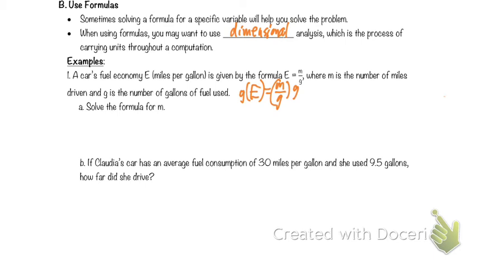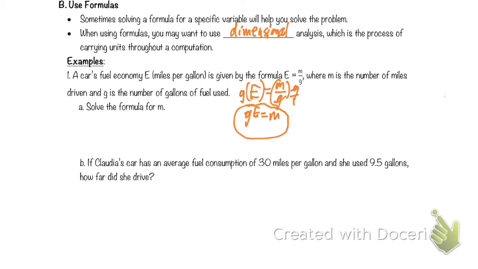Now, do we know what G times E is right now? No, but we can write G times E. And what's going to happen with those 2 G's on the right hand side? Reduce. I like it. So G times E equals M. Our number of gallons used times our miles per gallon will equal our number of miles driven. Okay, so we solve for M.